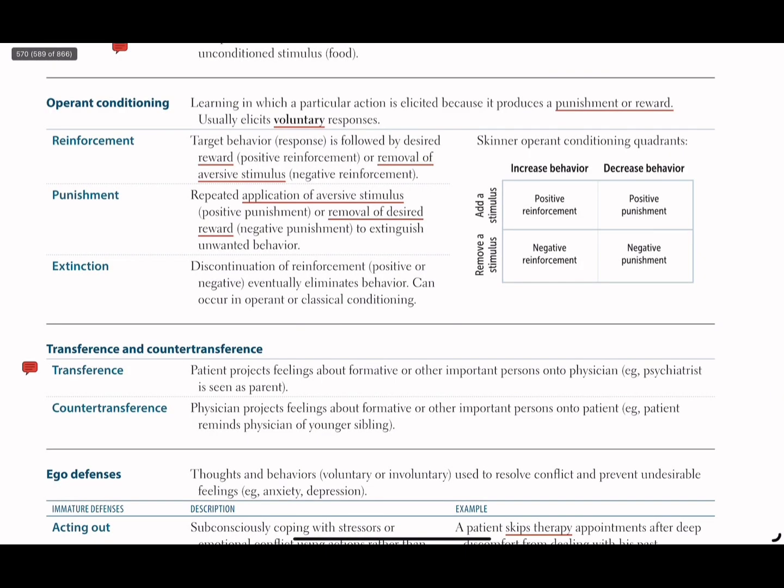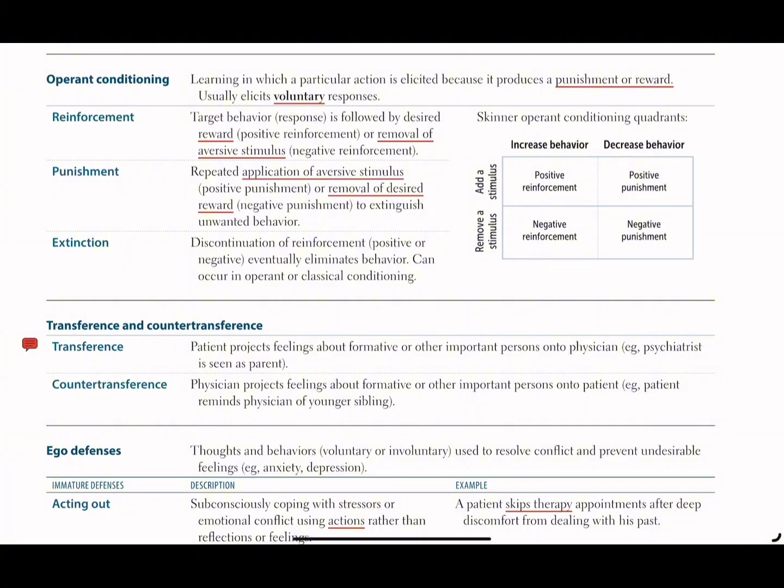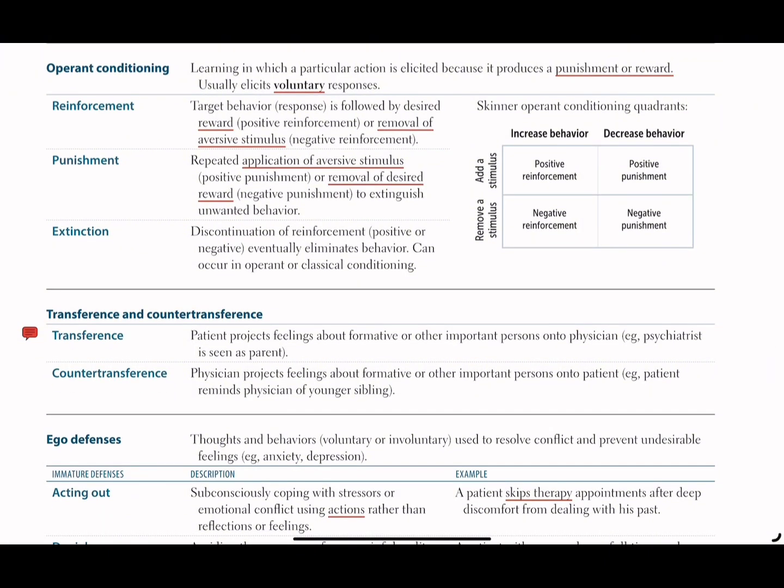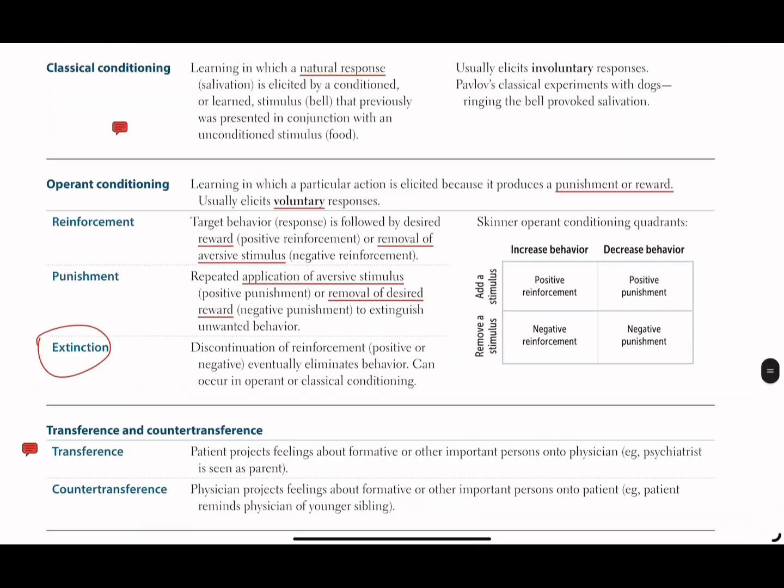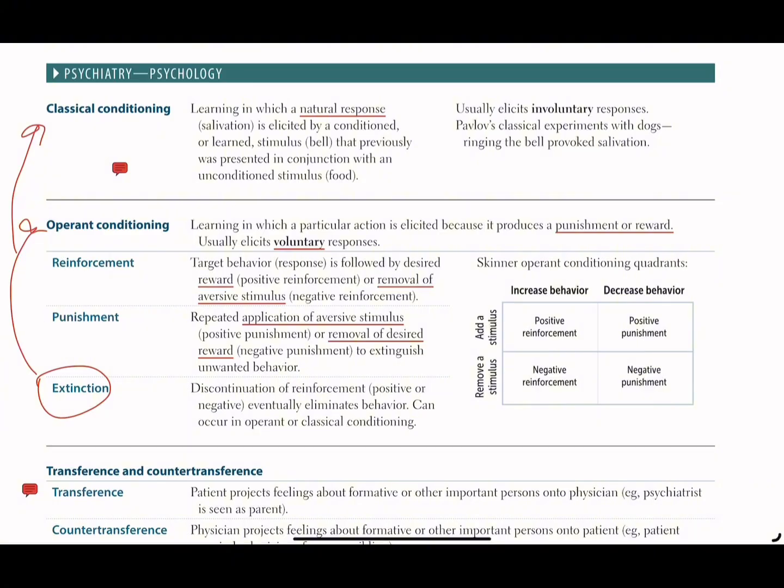Then the positive and negative punishment. Positive, so adding a stimulus, is giving the punishment, which decreases the behavior. Negative punishment is removal of a desired reward. You punish him, but in a negative way, by removal of a desired reward. This is the Skinner operant conditioning quadrant. Extinction: discontinuation of reinforcement, positive or negative, eventually eliminates the behavior. It can occur in operant or classical conditioning, by stopping the motivator, the reinforcement, eliminating that behavior.